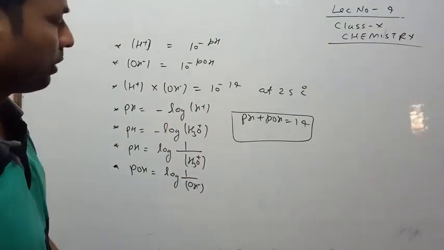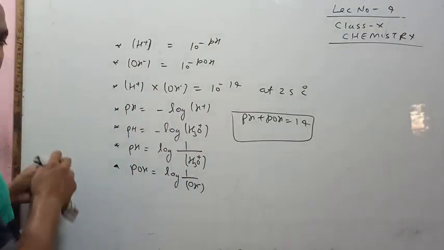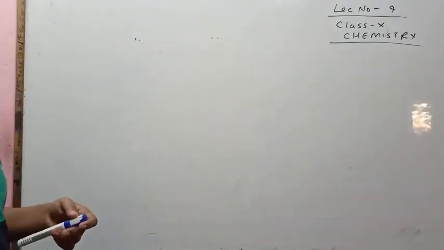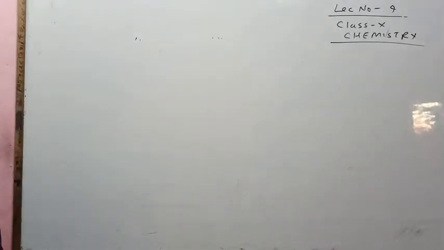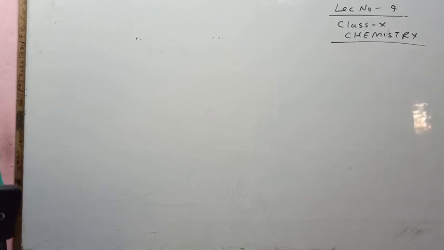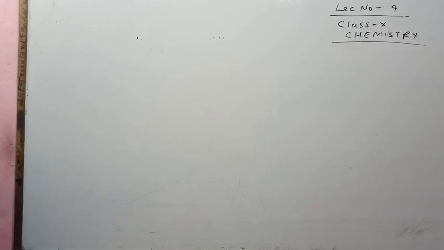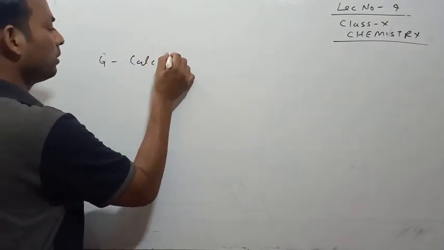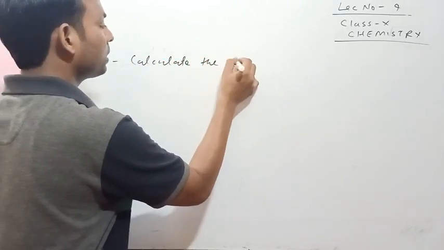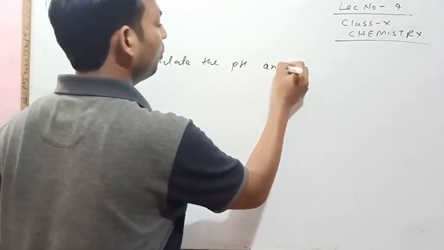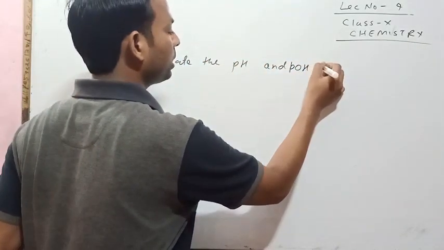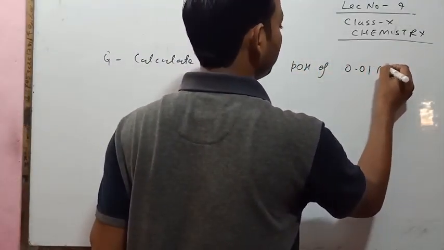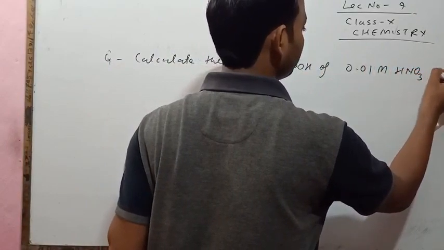Now I am going to start the first question. Have you taken a screenshot? Good. The first question. The first question given in your previous year paper. Calculate the pH of 0.01 M HNO3. Question is: calculate the pH and pOH of 0.01 M nitric acid solution.